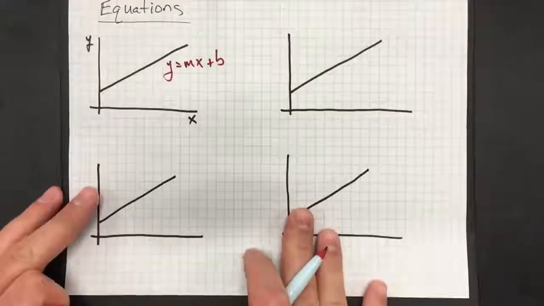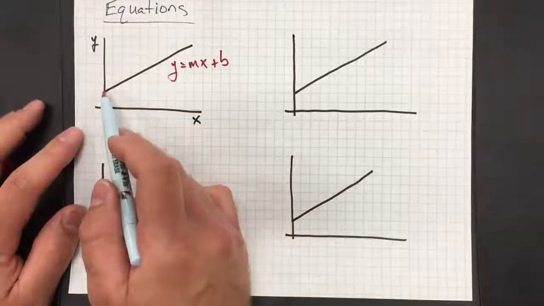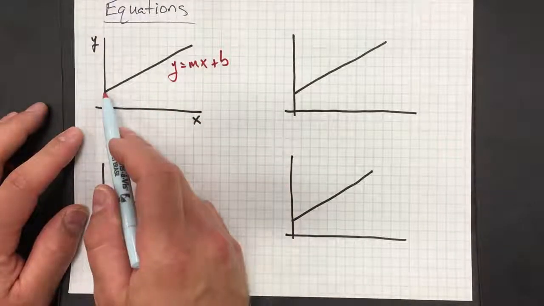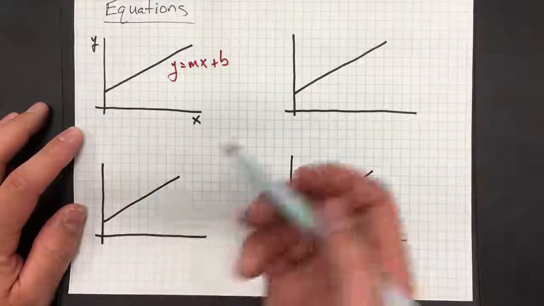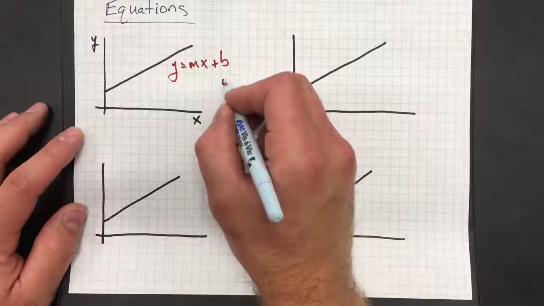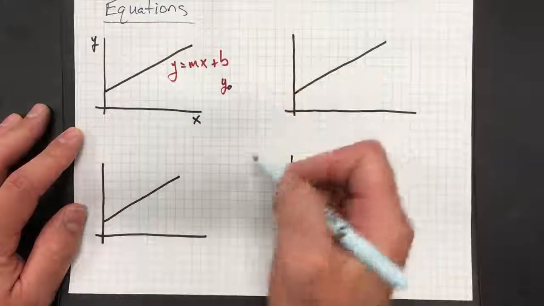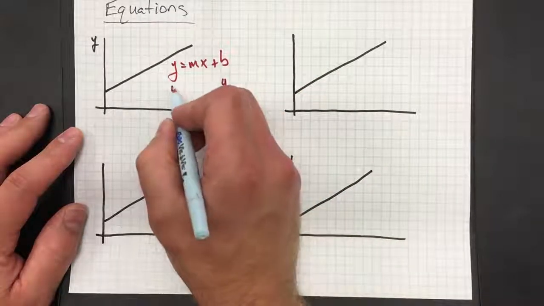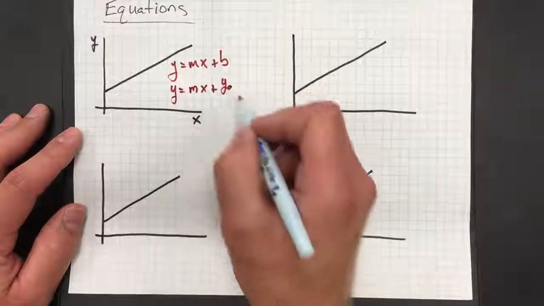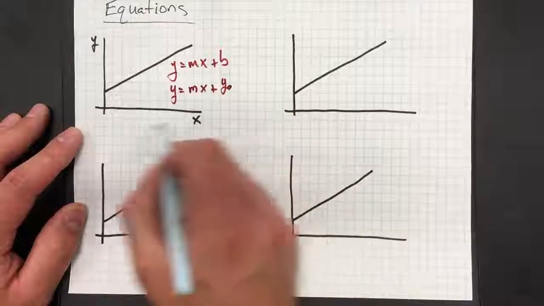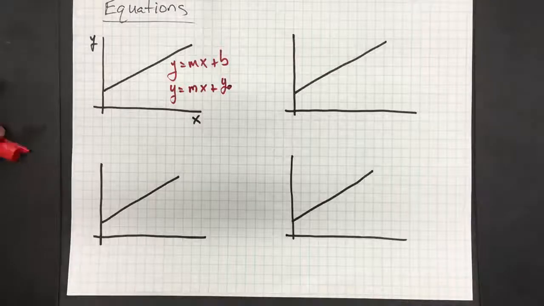And then b is the y-intercept. And the y-intercept is the value of y where the line hits that axis at x equal to 0. So we're going to call that y, because it's a y value, when x equals 0. So we're going to say it's y sub 0, or y naught. Y is equal to the slope, m, times x, plus the y value when x is 0. Right? And that's just the generic math equation.